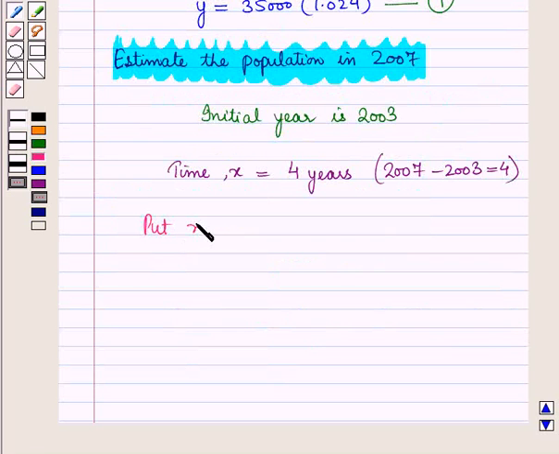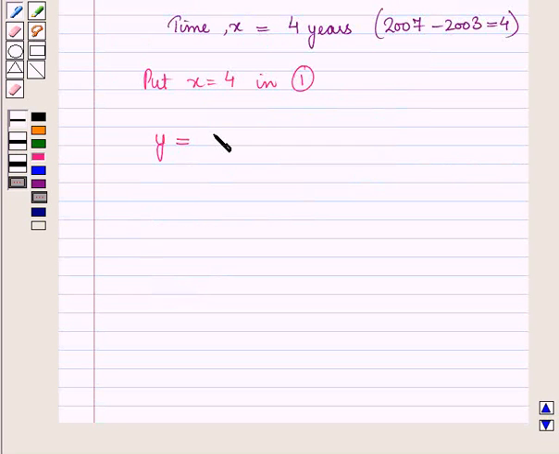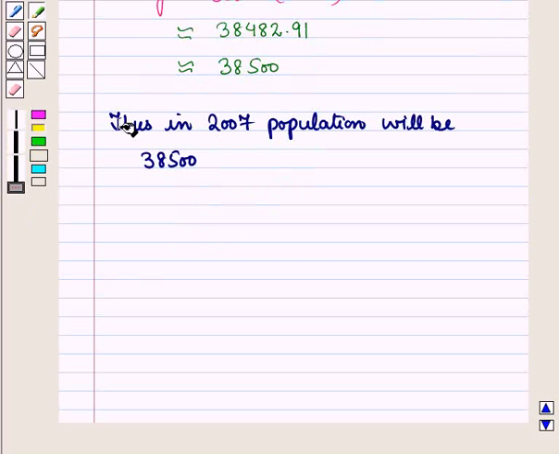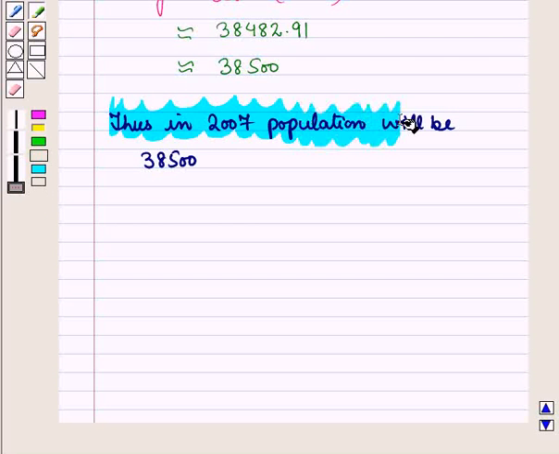Now we put x is equal to 4 in equation 1 and we have y is equal to 35,000 into (1.024) whole raised to power 4, which is approximately equal to 38,482.91, which is approximately equal to 38,500. Thus in the year 2007 the population will be 38,500.